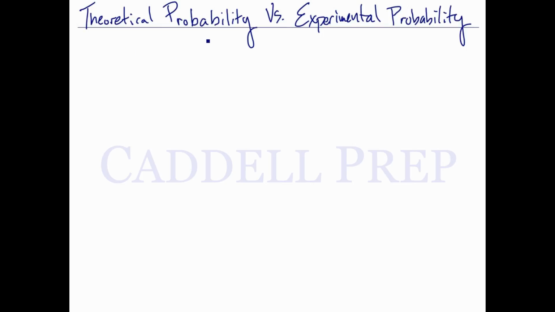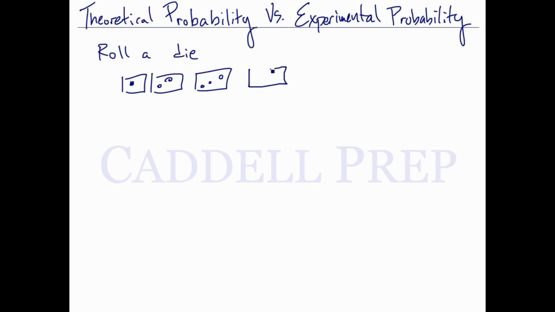Let's go over theoretical probability versus experimental probability. So let's say we roll a die. On the die we're going to have a side that's a 1, a side that's a 2, a side that's a 3. A side that has 4 dots, a side with 5 dots, and a side with 6 dots. So there are 6 sides and 6 different outcomes.